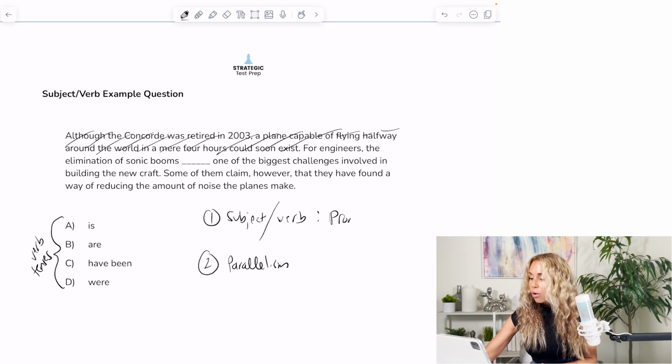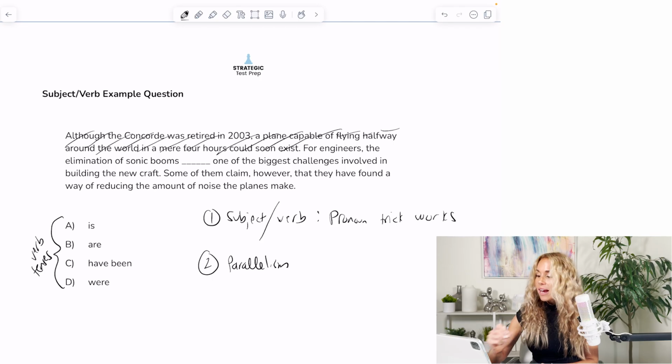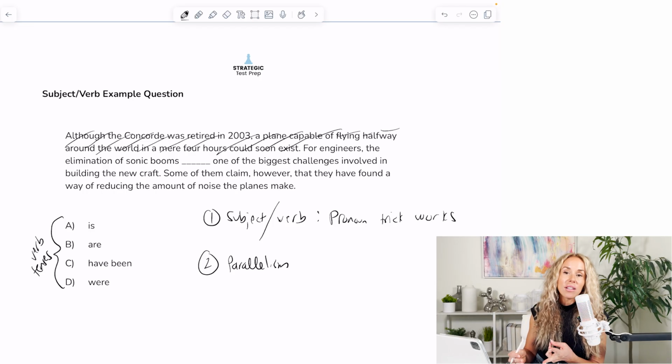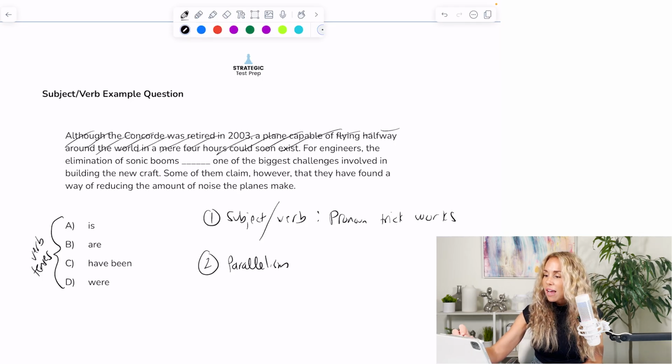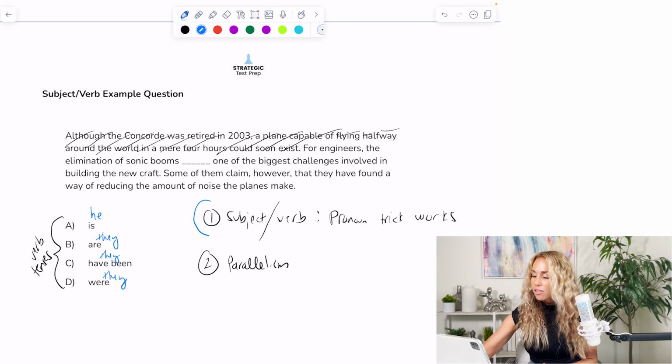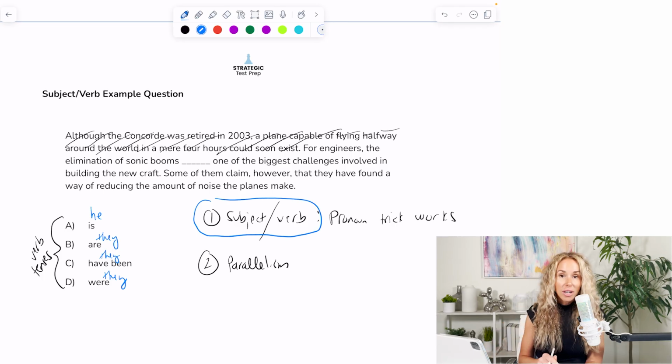So if the pronoun trick works, it's a subject-verb. If the pronoun trick doesn't work, it's a parallelism. Let me demonstrate. I'm going to take a singular pronoun and a plural pronoun, and test the answer choices with them. I would say he is, they are, they have been, and they were. So there is a variation in singular and plural, meaning it's going to be a subject-verb agreement question.